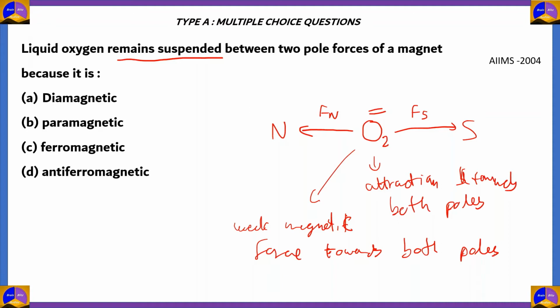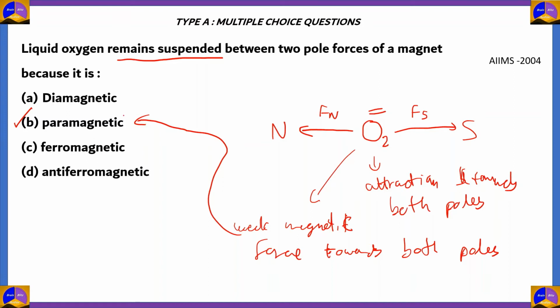So therefore, if we look at our given options, diamagnetic, paramagnetic, ferromagnetic, and antiferromagnetic, we can find that option B is the right option, because in option B, a paramagnetic substance, the substance can be weakly magnetized if in, say, a magnetic field. So therefore, it can have attraction towards both sides.